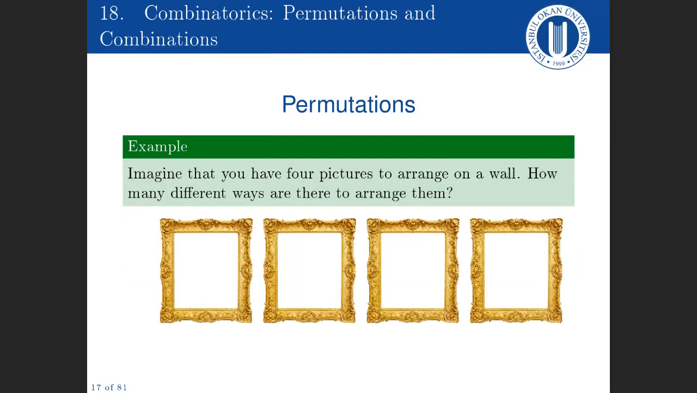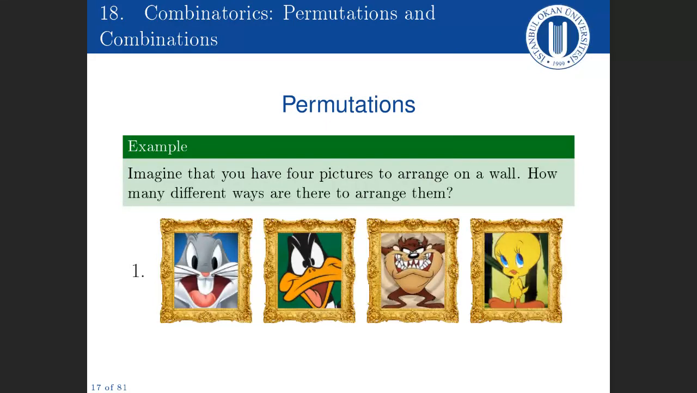Now let's start talking about permutations. Let's imagine that we have 4 pictures and we want to hang all 4 pictures on a wall like this. How many different ways are there to arrange them? So let's suppose our 4 pictures are all of cartoon characters. Let's suppose we have Bugs Bunny, Daffy Duck, Taz, and Tweety. And let's suppose we arrange them like this, and we can count. This is arrangement number 1.